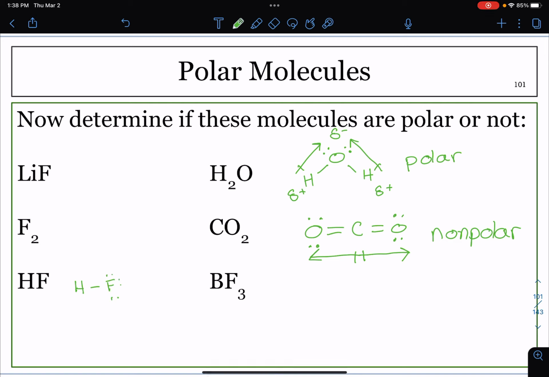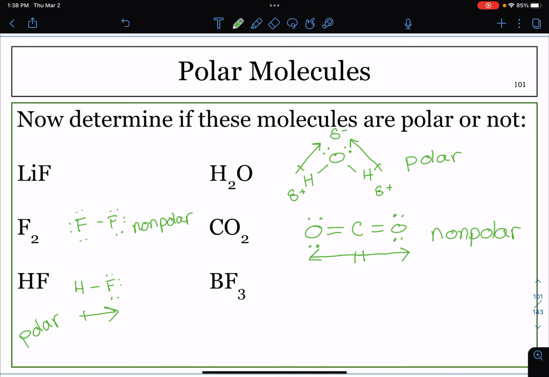Simple little Lewis structure here. We have a bond dipole between hydrogen and fluorine pointing in the fluorine direction, and there's no other dipole to cancel out, so this is also a polar molecule. Between fluorine and fluorine, this is a non-polar bond, and there's only one bond, so this is a non-polar molecule.